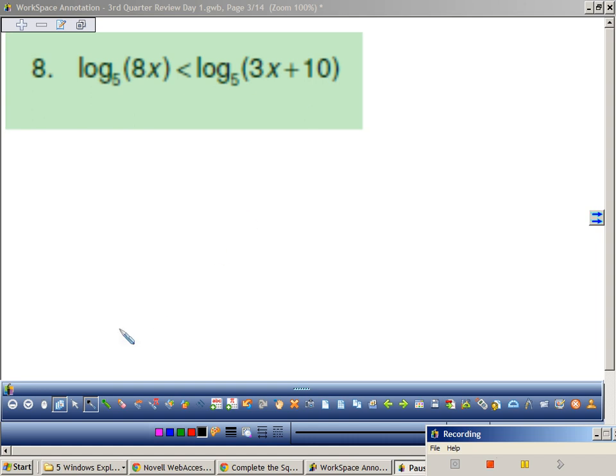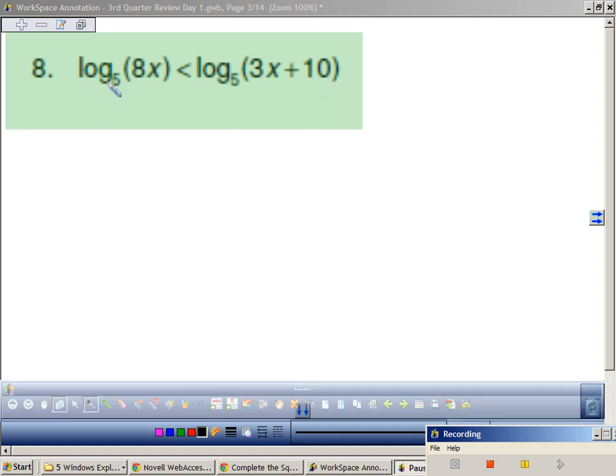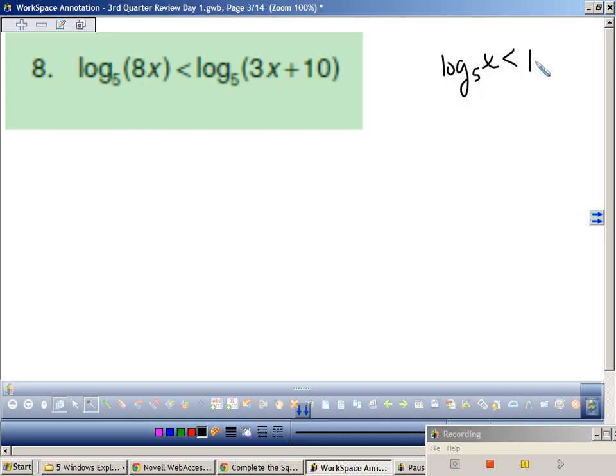Okay, let's do number 8. So what can I do with this? Let's turn it into something more simple. What if I had this? Log base 5 of x is less than log base 5 of 2. What would you do with that?